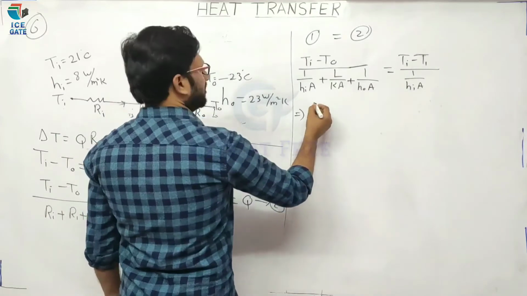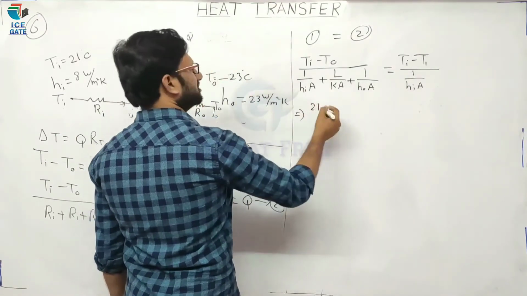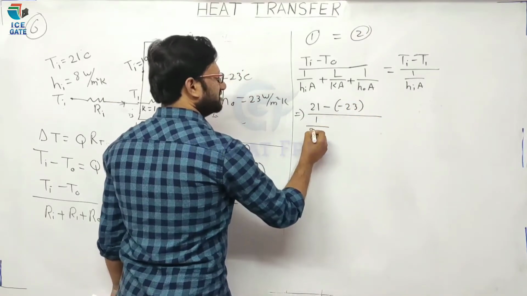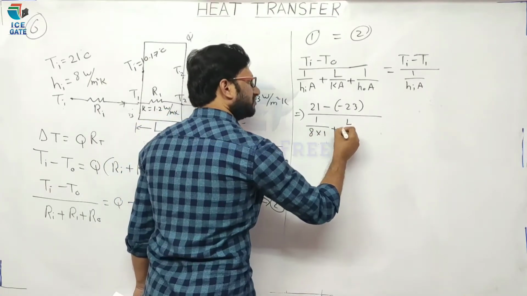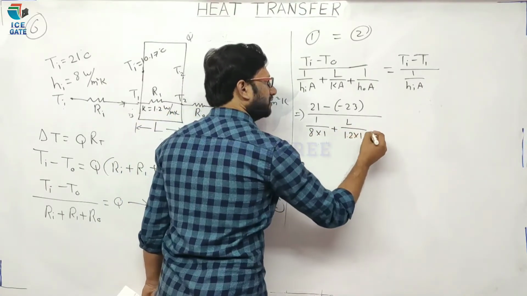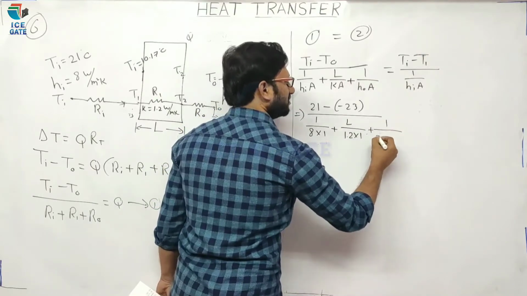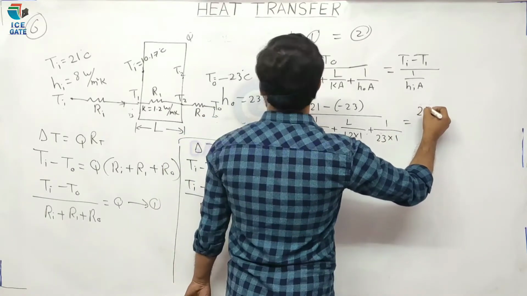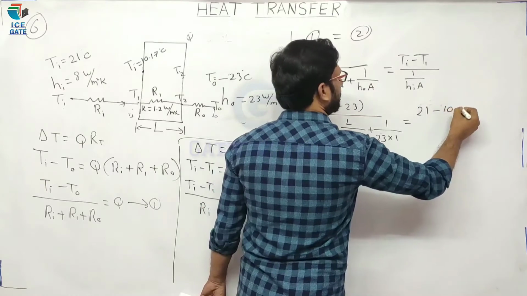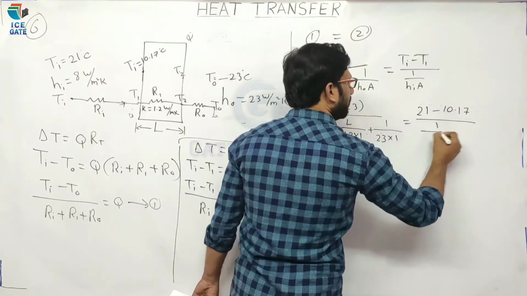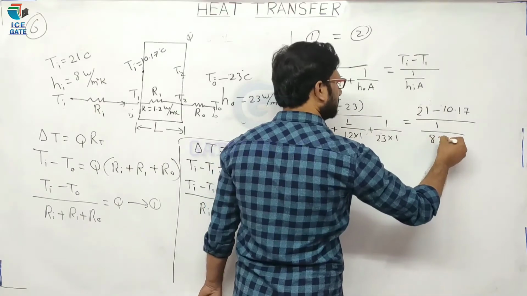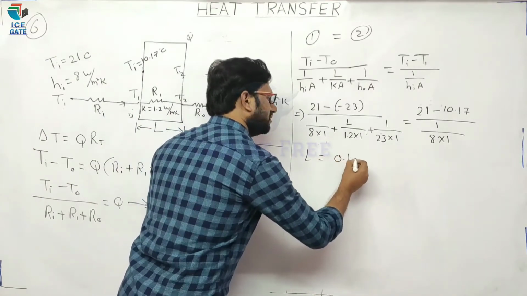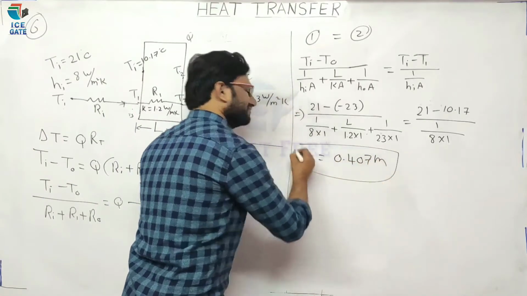Now what is Ti? 21 degrees centigrade minus T naught, minus 23, divided by 1 divided by Hi is 8 into 1, plus L we have to find out, K 1.2 into 1, plus 1 divided by H naught is 23 watt per meter square Kelvin, 1, is equal to Ti is 21 minus T1 is 10.17 divided by 1 divided by Hi. Hi is 8 into 1. Now by doing simplification, the L value is 0.407 meter. Hope you understood.